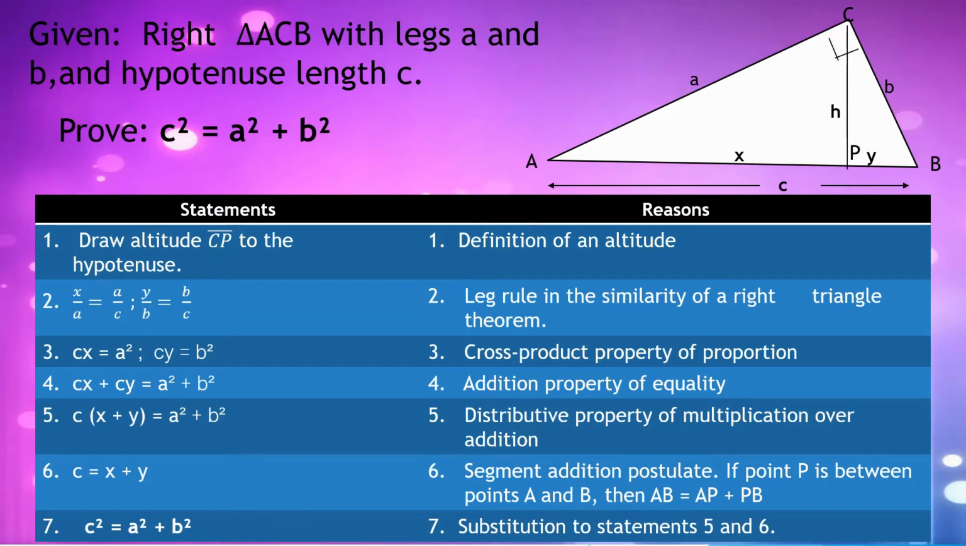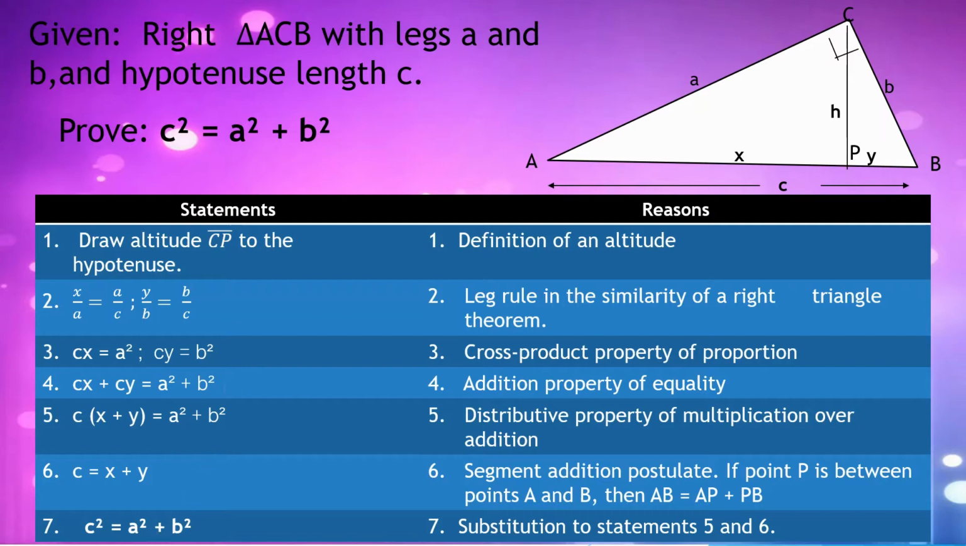The next one is we will get the geometric mean of the two legs. Our two legs are A and B. So what's the geometric mean? For A, we have X over A is equal to A over C. And for B, Y over B is equal to B over C. So that is the leg rule in the similarity of a right triangle theorem.